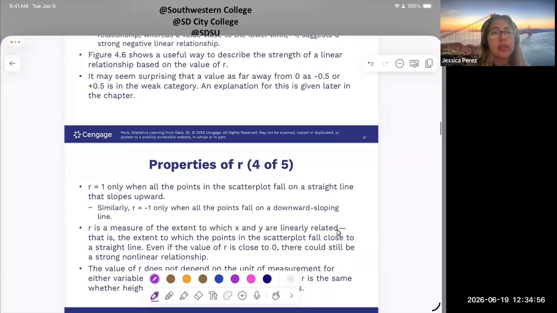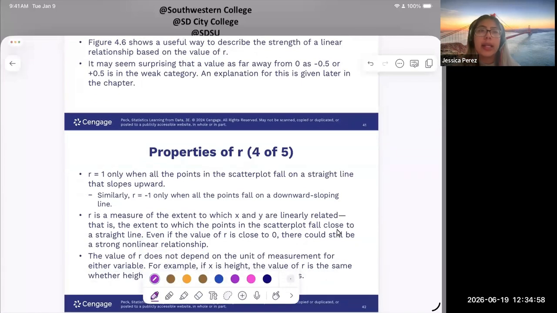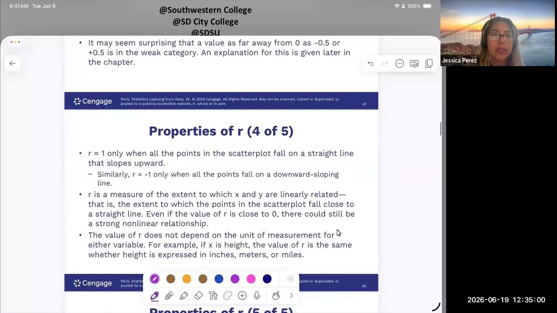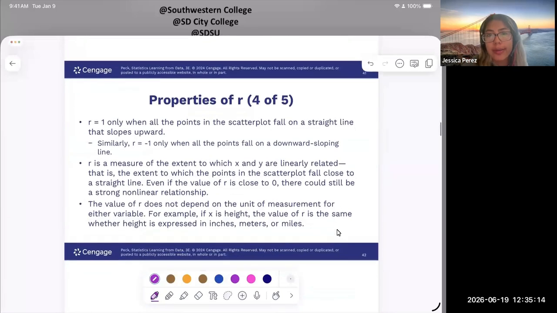All right, everyone. Just reminding you that when R is equal to 1, only when all of the points in the scatter plot fall on a straight line, the slope is upward. Similarly, if R is equal to -1, then that means all of the points fall on a downward slope line. R is a measure of the extent to which x and y are linearly related, that is, the extent to which the points in the scatter plot fall close to a straight line.